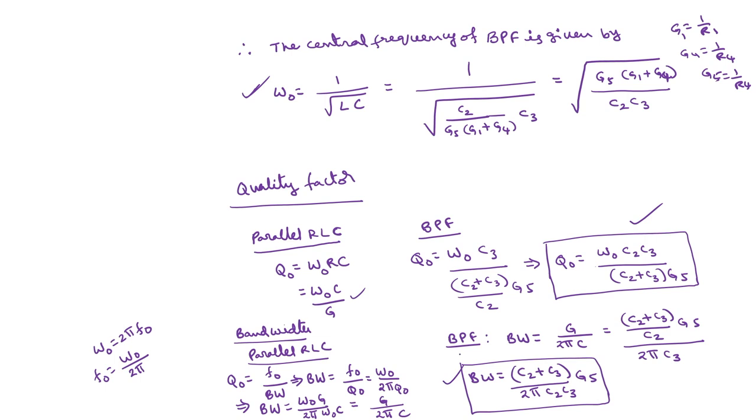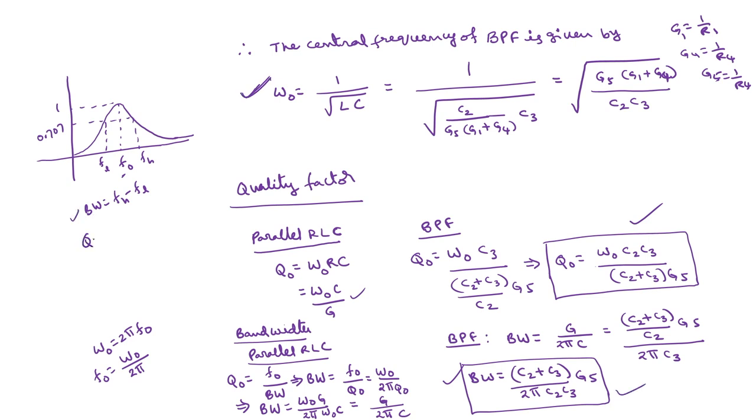So, these are the three important parameters of a band pass filter, whose response we have discussed in the last lecture, which will be something like this. This is exactly similar to that of a parallel RLC circuit. This is your center frequency, this is unity, this is FL, this is FH, and bandwidth is FH minus FL, at 0.707. So, the expression for this F0 or omega 0, 2 pi F0 is this, the bandwidth is this, and the quality factor, which is given by F0 by bandwidth, is this.